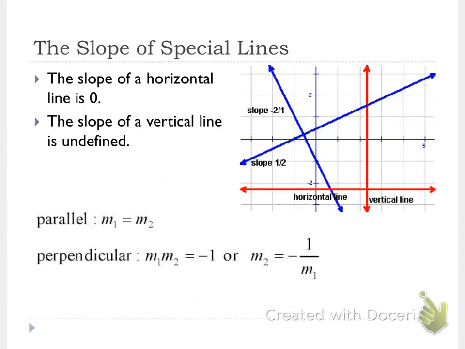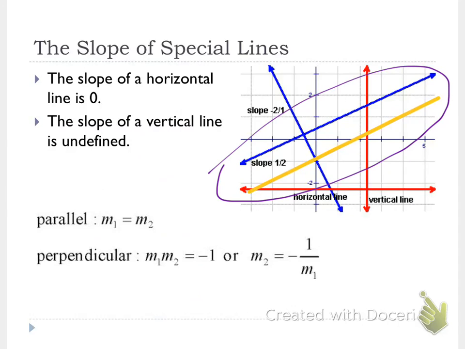Parallel lines are like this, okay? This blue line and that one. They have the same slope, different y-intercept. So same slope, different y-intercept, because it's just moving it up and down. It's not doing anything to the angle that the line is at.